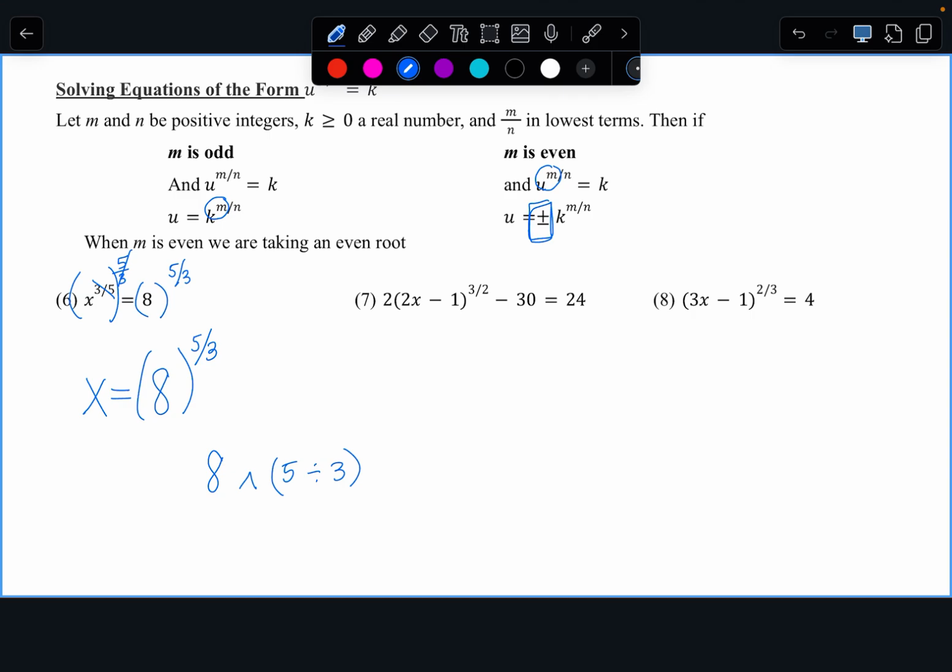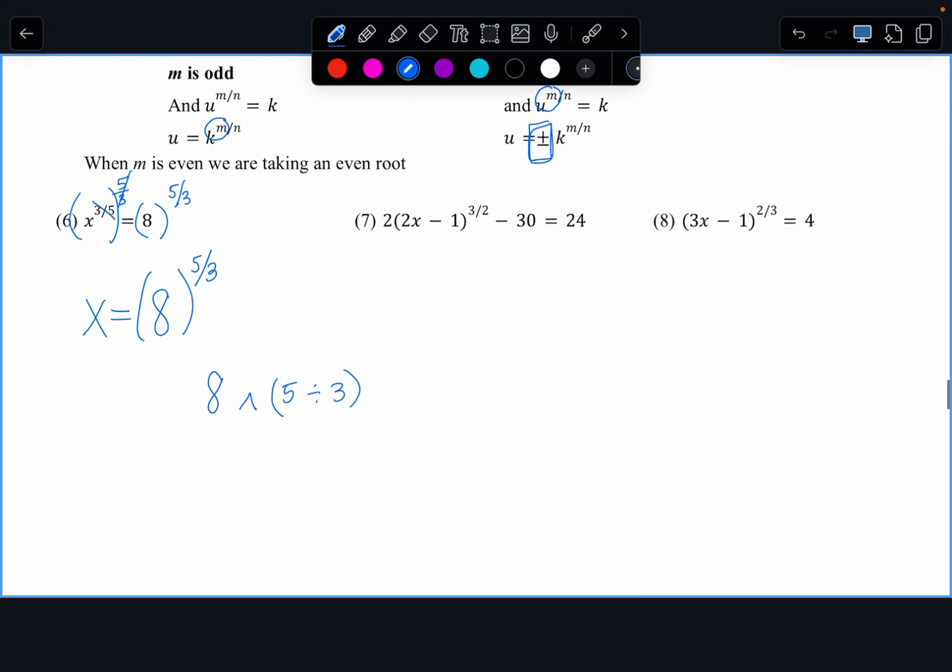You want me to do that? I can tell you right now, 2 to the 5th, that's 32. This means you're taking the third root of 8, meaning what number times itself 3 times gives you 8. That's 2 times 2 times 2 is 8. And then you're doing that number times itself 5 times. So this is your exponent, and the denominator is your root.